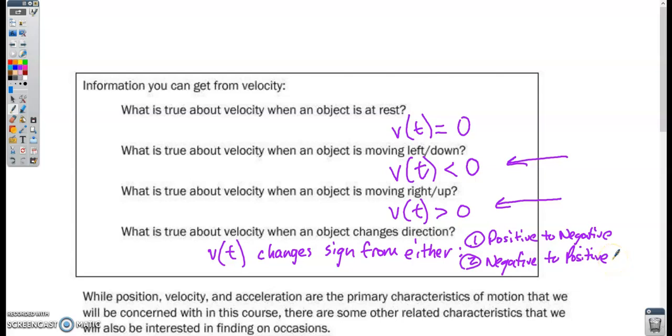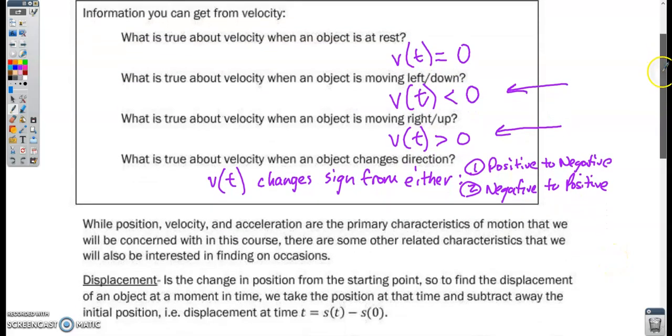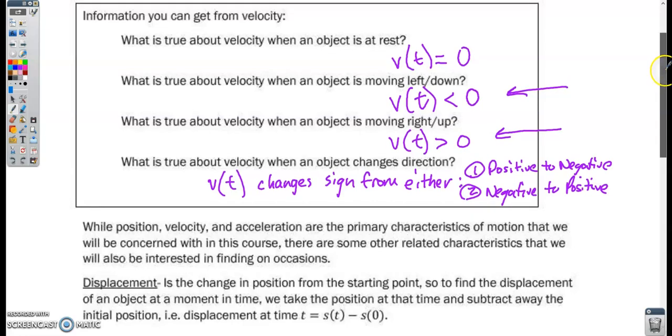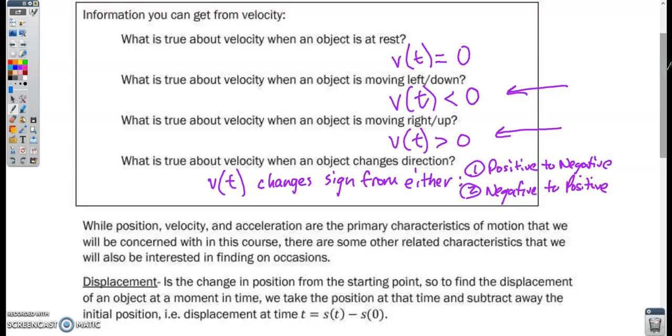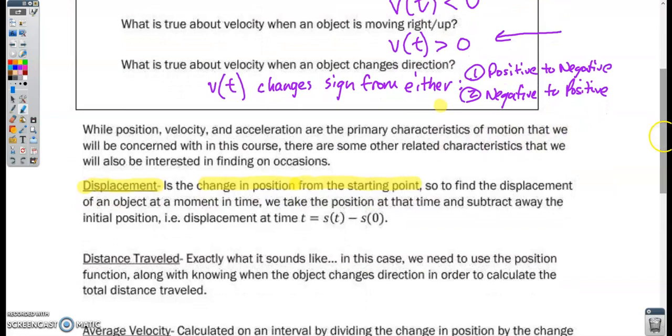All right, let's see what I say here. Position, velocity, and acceleration are the primary characteristics of motion that we'll be concerned with in this course. There are some other related characteristics we will also be interested in finding on occasions. Displacement, that's the change in position from the starting point. So in order to find the displacement of any object at a moment in time, we're going to take the position at that time and subtract away the position initially. So the displacement at time t is s of t minus s of 0.